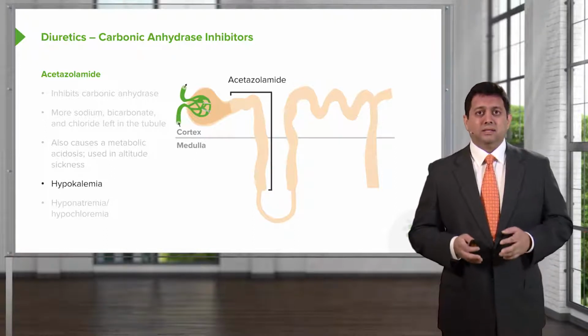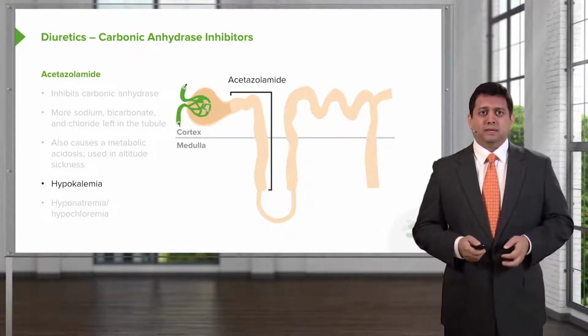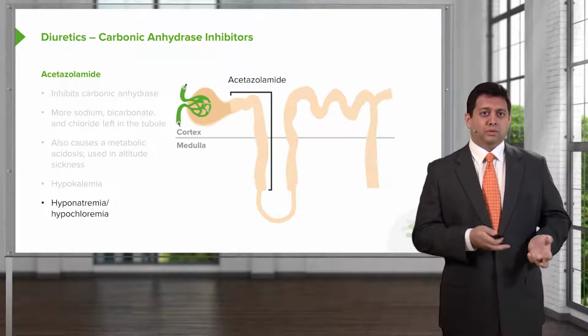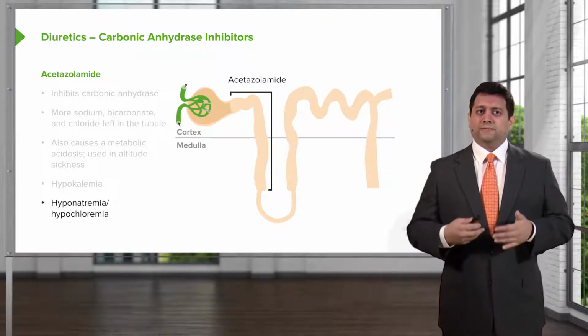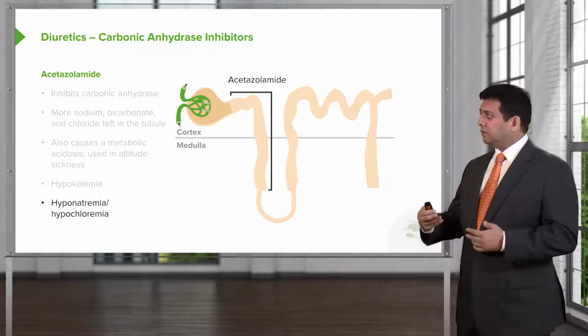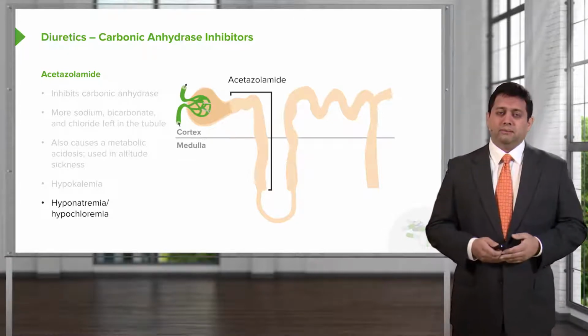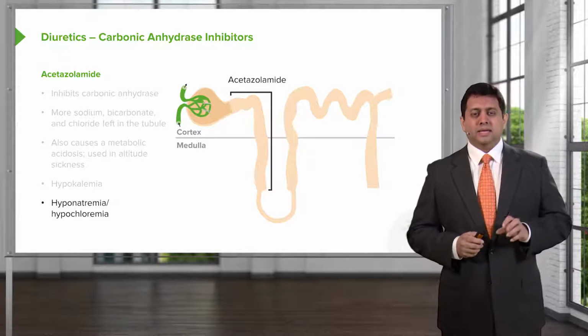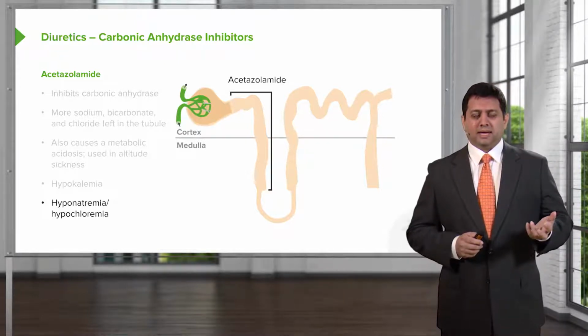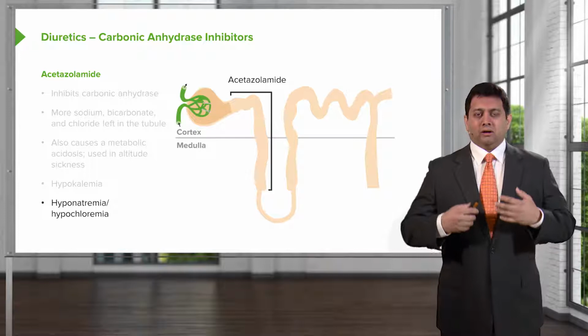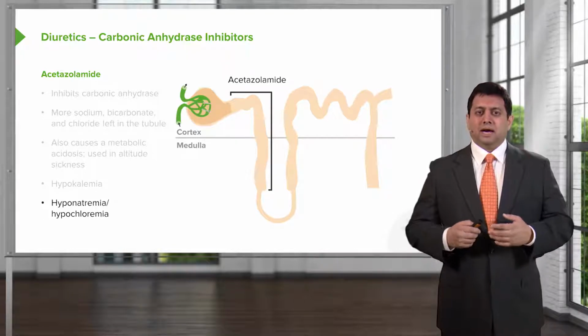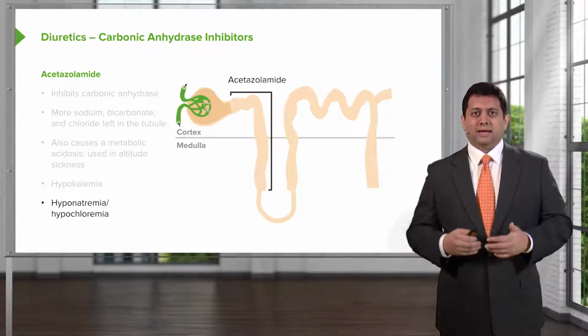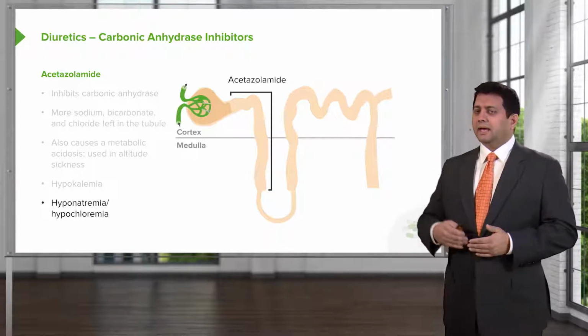It can cause low potassium or hypokalemia, and it can cause low sodium or hyponatremia. And finally, it can also cause low chloride levels or hypochloremia. In terms of using it for altitude sickness, how it works is by causing a metabolic acidosis, you are automatically protected from the hypocapnia and respiratory alkalosis that you would develop at high altitude.